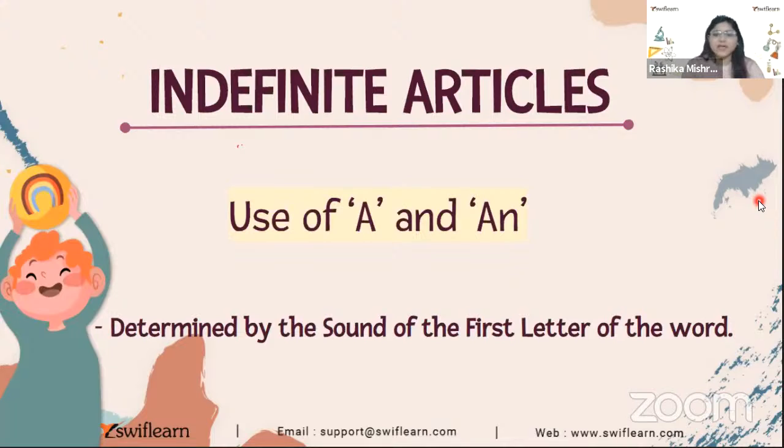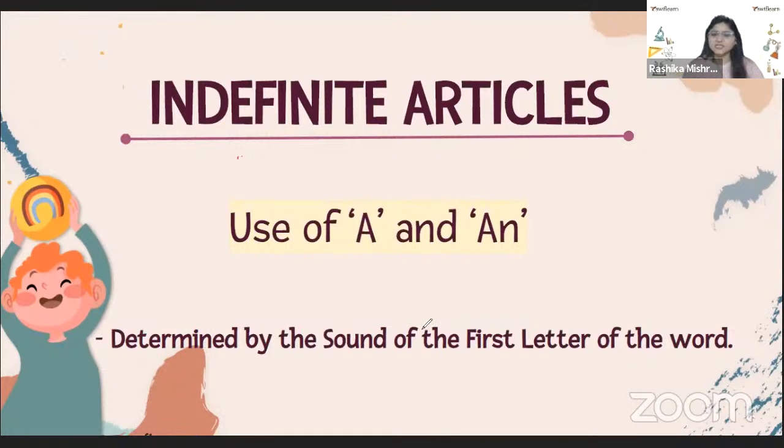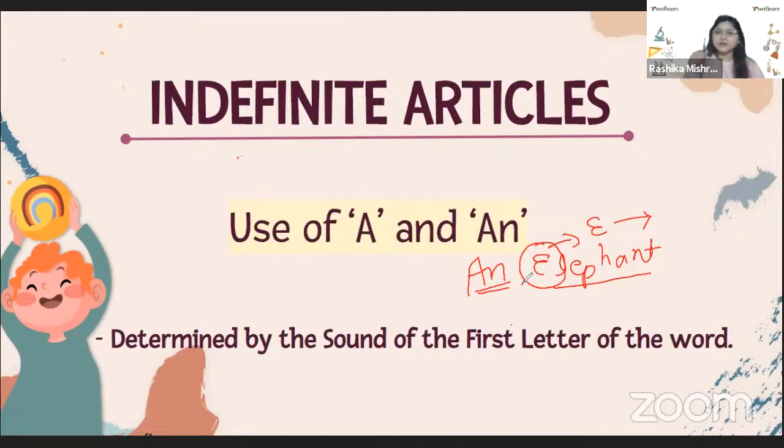Now, indefinite articles, use of a and an. How to use these articles? It is determined by the sound of the first letter of the word. Here we always determine by the sound of the first letter of the word. For example, elephant. When we pronounce elephant, its first letter sounds like E, which is a vowel. That is why we always put an before it as an article. We always check the first letter of the word, whether it belongs to a consonant or a vowel, and then we decide what will be the suitable article before this word. This is how we can identify.